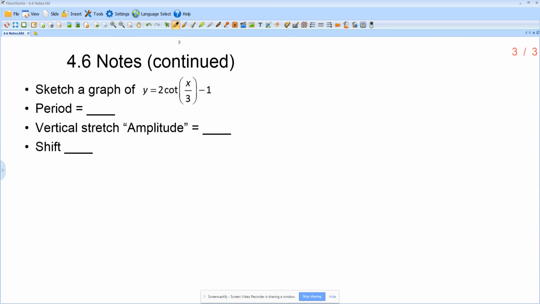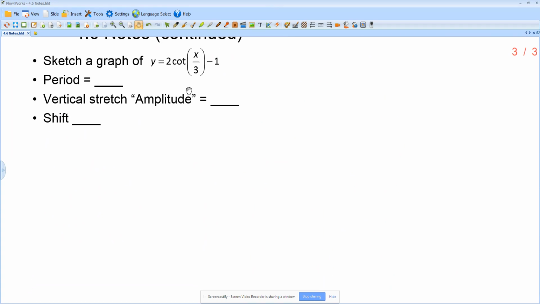All right, one more example, just cotangent. Y equals 2 cotangent x over 3 minus 1. If I am looking at this, the period is going to be pi over 1/3, which gives me 3 pi. Vertical stretch or amplitude of 2. And this is shifting down 1. I know that it's down because it's not in the parentheses.